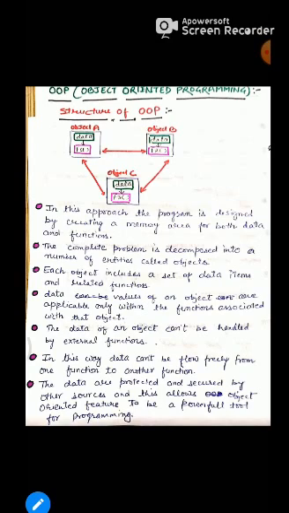Like POP, functions are also used in OOP. In OOP the complete problem is decomposed, or divided, into a number of entities called objects. Each object includes a set of data items and related functions. So whenever we create an object, it will contain data items and related functions, and the data values of an object are applicable only within the functions associated with that object. The data of an object can't be handled by external functions.